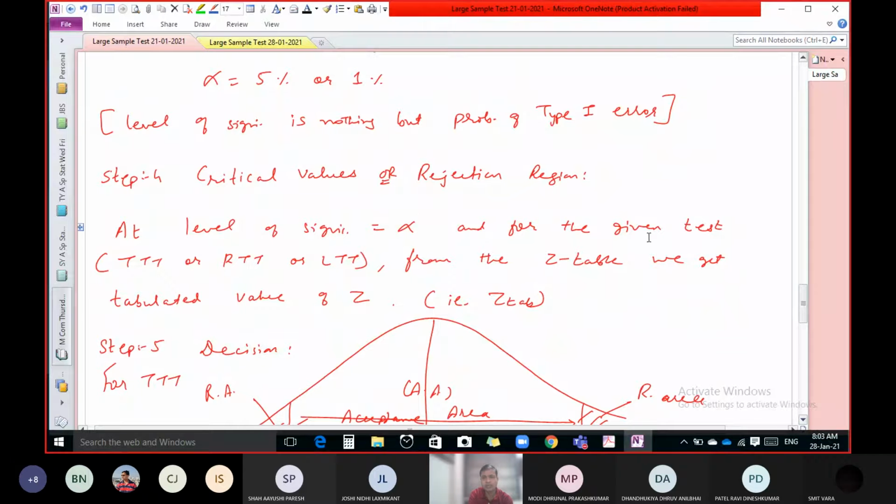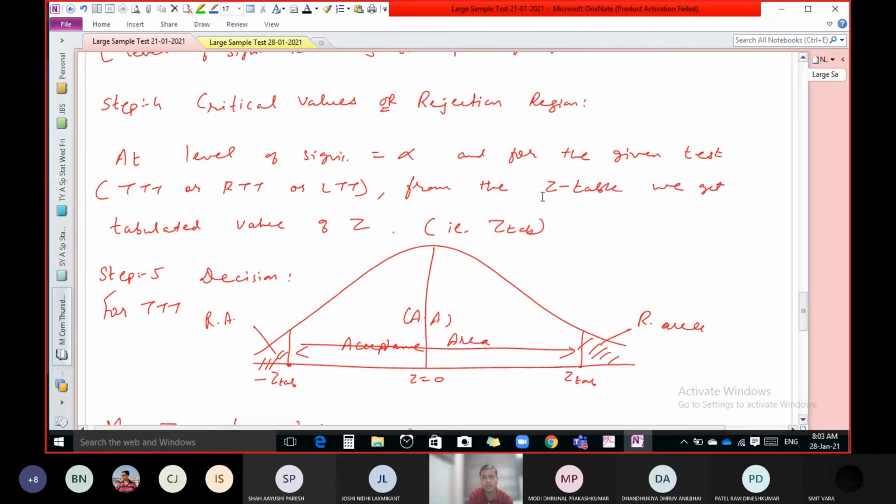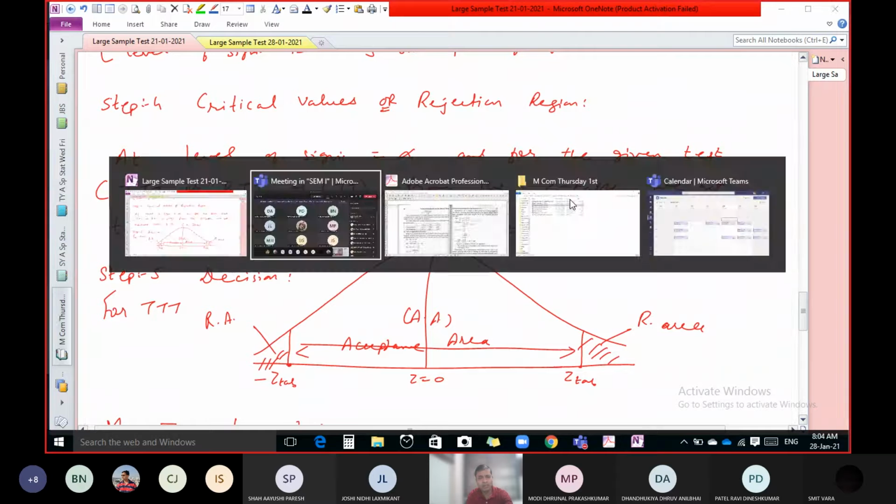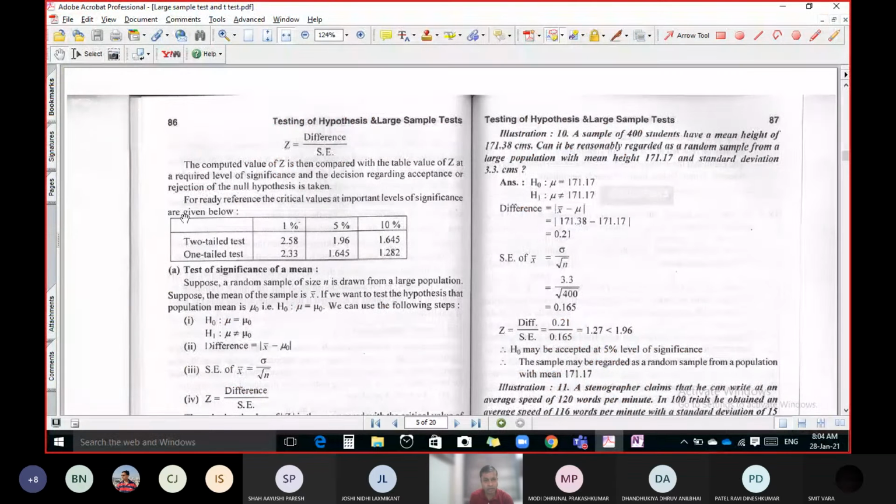Okay, next step is critical values. Critical values can be obtained by using the normal table, which is also known as the Z table. So critical values, you can learn these values. For two-tailed test, if alpha is 5%, then the value is 1.96. And for one-tailed test with 5% level of significance, the value is 1.645. This you have to learn.